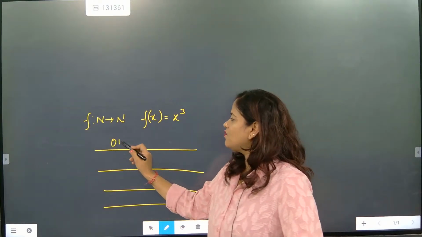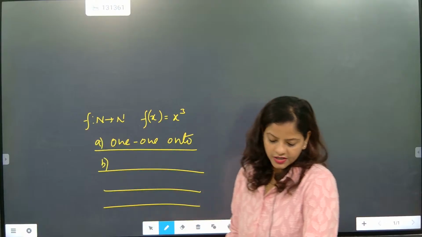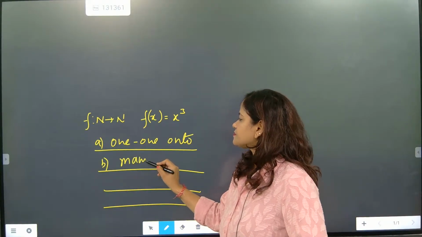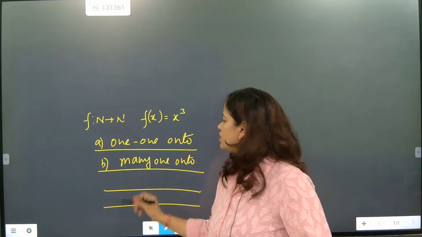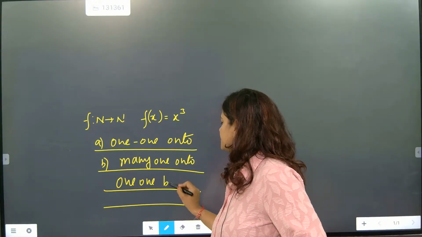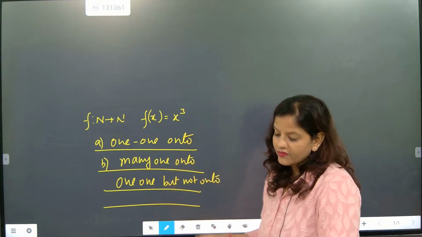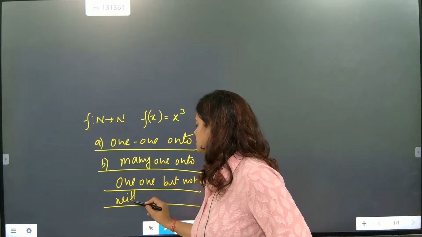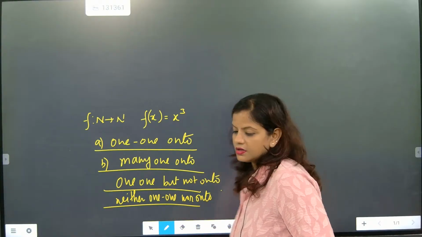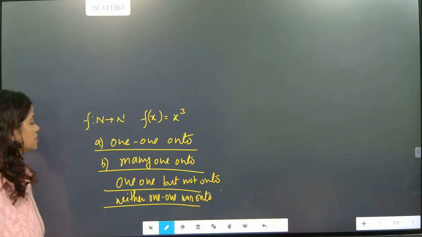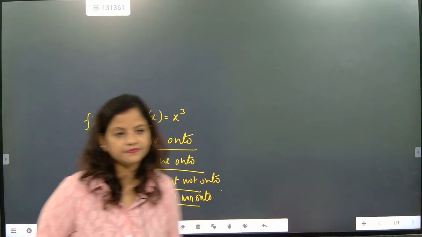Most of A, one-one onto, okay, I am giving. First option: one-one onto. Second one is many-one onto. Third is one-one but not onto. Fourth one is neither one-one nor onto. Come on, try this one out, please. So this is C and this is D. What is the answer? Please say.